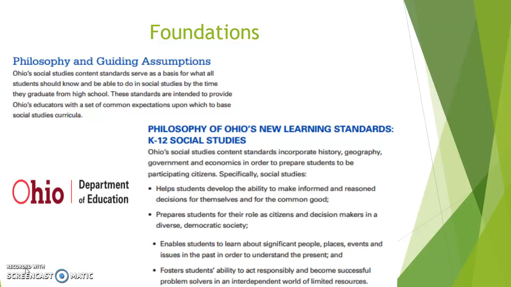Specifically, social studies helps students to develop the ability to make informed and reasoned decisions for themselves and the common good, prepare students for their role as citizens and decision makers in a diverse democratic society, enable students to learn about significant people, places, events, and issues in the past in order to understand the present, and foster students' ability to act responsibly and become more successful problem solvers in an interdependent world of limited resources. Ohio New Learning Standards also include guiding assumptions for the Ohio New Learning Standards K-12 Social Studies.